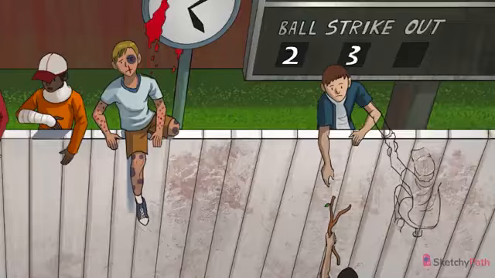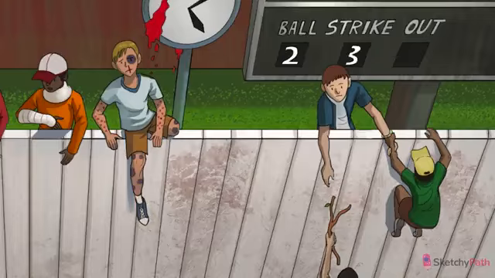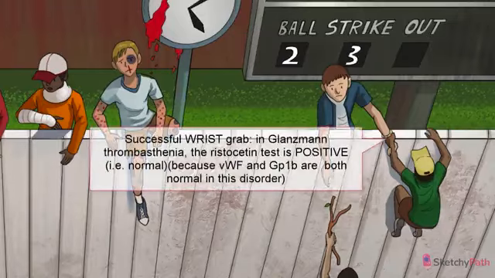An important diagnostic finding in Glanzmann's thrombasthenia is the inability of platelets to clump on a non-anticoagulated peripheral blood smear due to the lack of platelet-to-platelet adhesion. Unlike Bernard-Soulier, however, patients with Glanzmann thrombasthenia will have a positive ristocetin test, since von Willebrand factor and glycoprotein 1B are both normal.